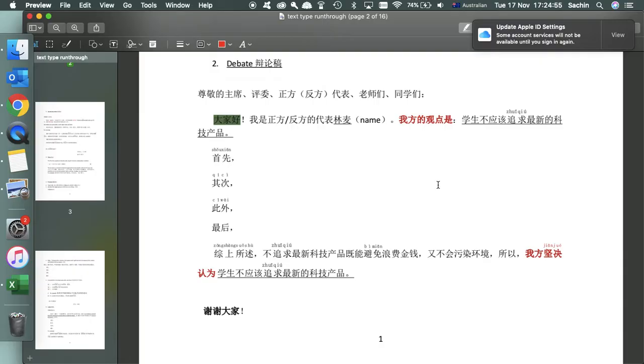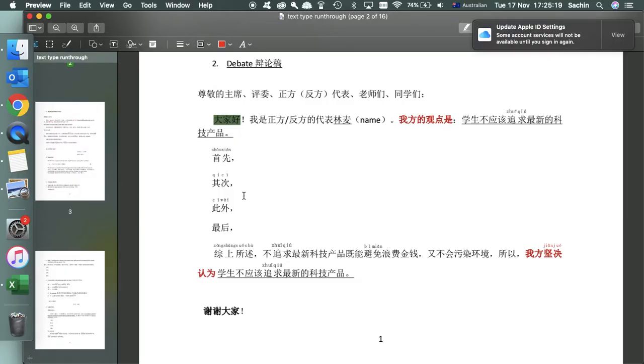So for example, you're talking about if phones are beneficial and you're on the affirmative, you say 我方的观点是手机对我们生活和学习的方式很好. And that would be your introduction.